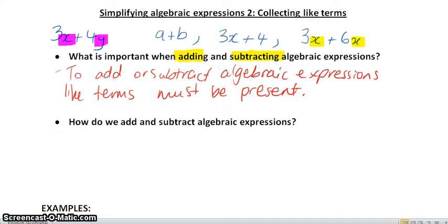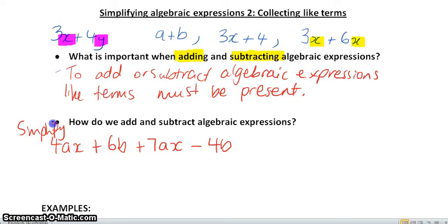Impossible. How do we add and subtract? Well, say I have the algebraic expression 4ax plus 6b plus 7ax minus 4b. Now the instruction here would be to simplify. So these are the sorts of questions you're going to get. If I want to simplify this, what I need to do is find the like terms. Now ax is here and here, so they're like terms, and there's a b here and a b here. So those are like terms.